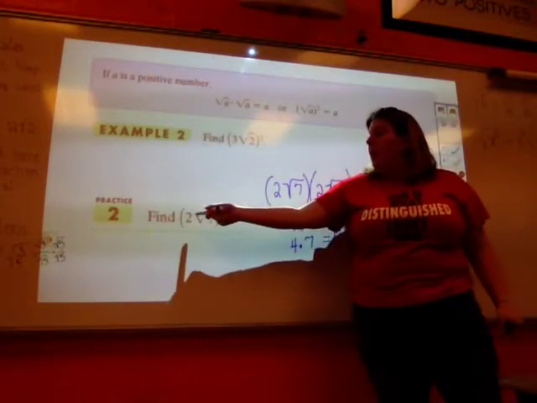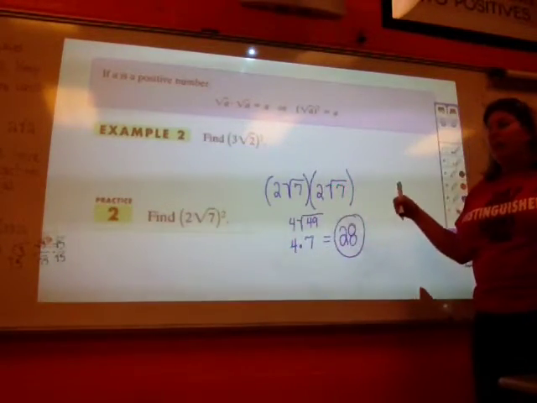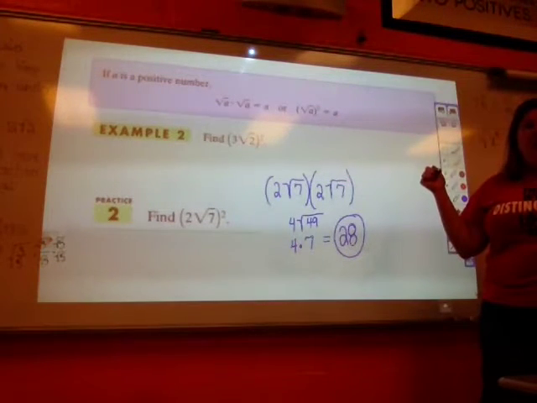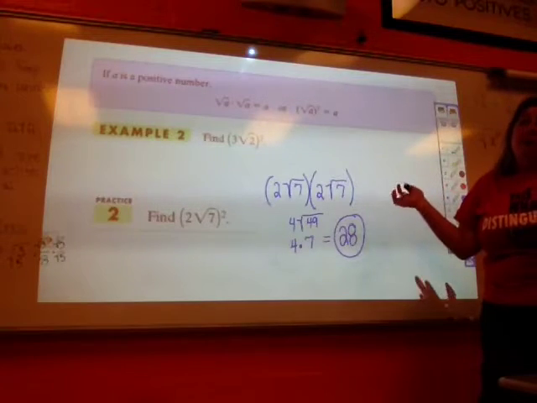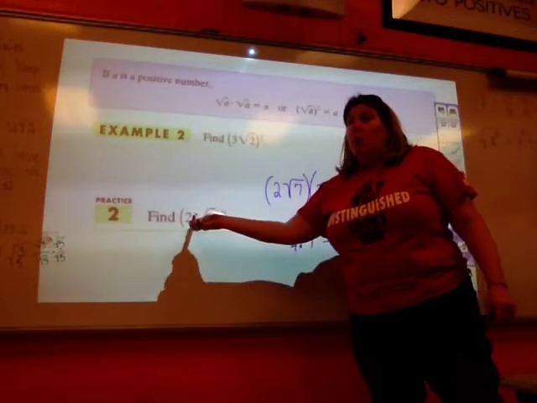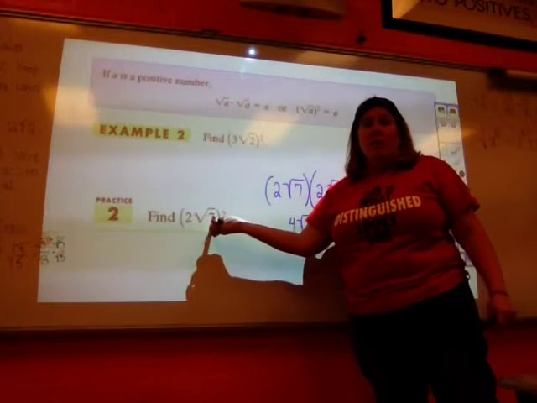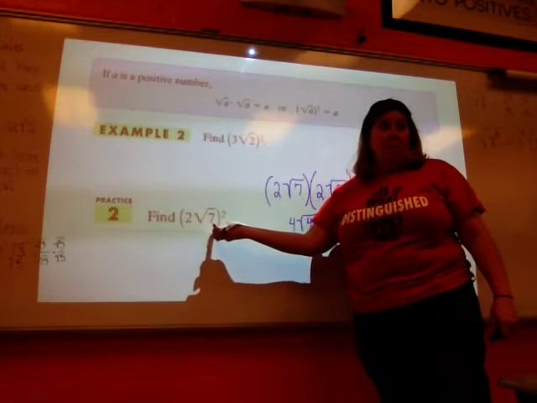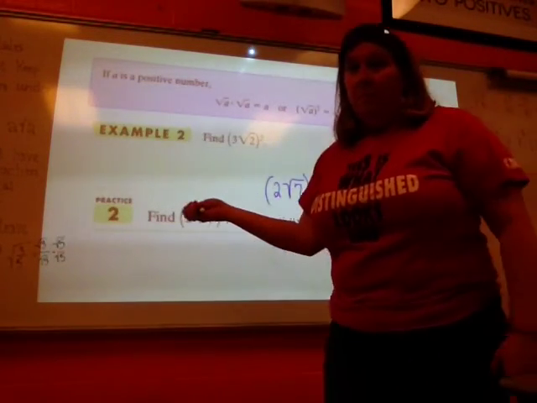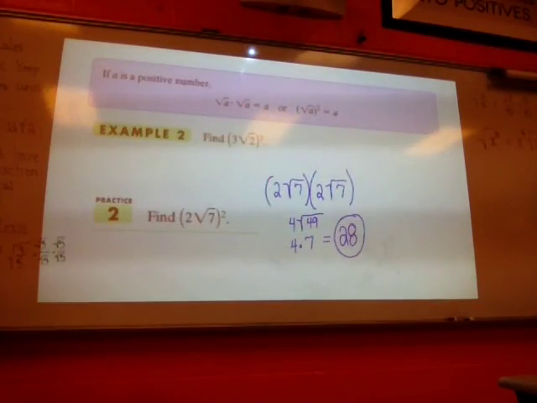Did anybody split it and go, okay, I'm going to do 2 squared times the square root of 7 squared? I did it both ways. Okay. I just be careful with that. Okay? Because if there's more than one term inside those parentheses, that gets a little tricky. Okay? Everybody okay with that? Yes or maybe? Yes? No? Maybe?